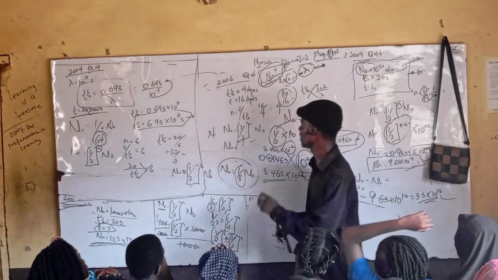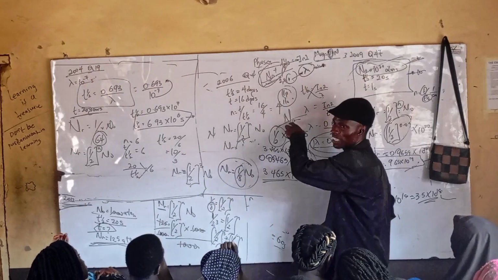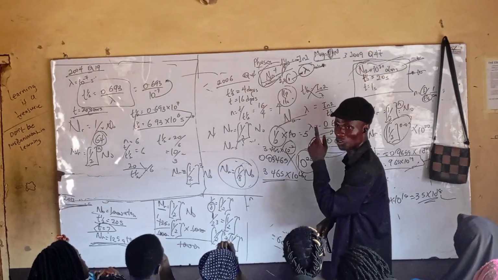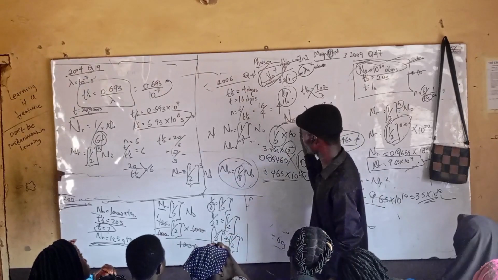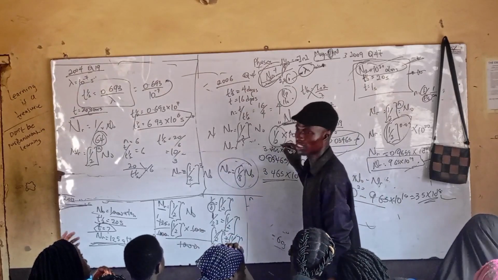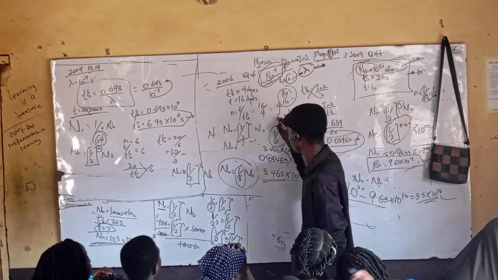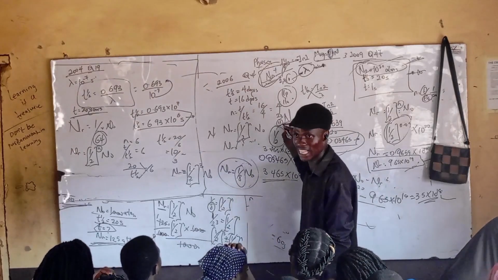Now, we cannot say this one and this one are isotopes. Are they isotopes? No, they are not isotopes, because at the end of the day, the mass number is 23 and the atomic number is 11. Yes or no? Yes.